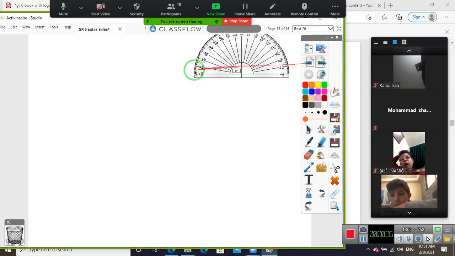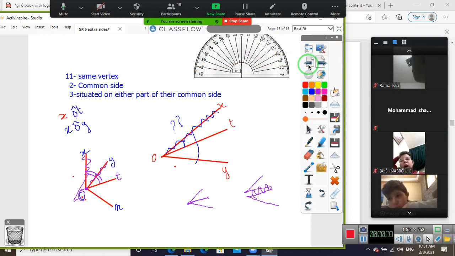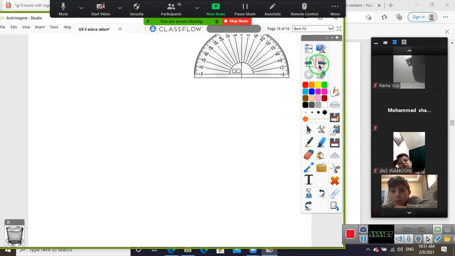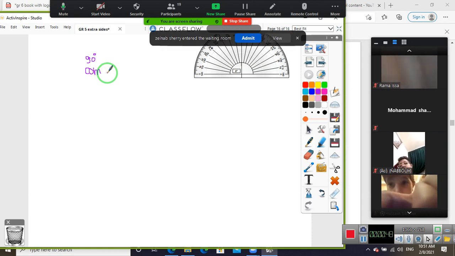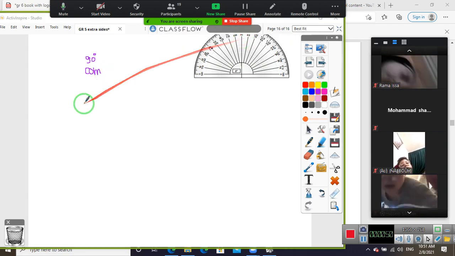Complementary angles should have the same vertex and a common side, situated on either part. But when I am saying complementary, that means these two angles that I named, their sum is 90 degrees. Complementary means their sum is 90 degrees. They are adjacent, but complementary, and they form a shape like that.